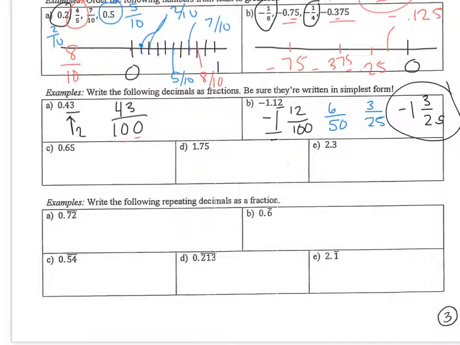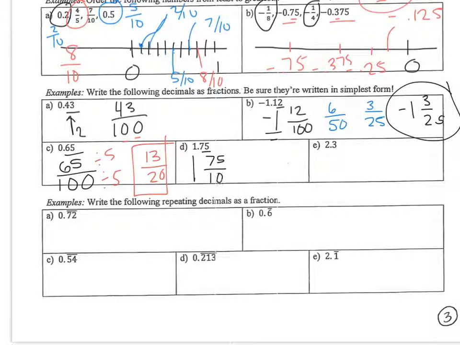And then letter C, 0.65 has 2 decimal places, so this has 2 zeros. And I'm going to divide the top by 5 and the bottom by 5 to get 13/20ths. And that's reduced all the way. D is 1, because there's a 1, and then this has 2 decimal places, so it's 75 hundredths. Well, 75 hundredths, you can divide the top by 25 and the bottom by 25. So it's 1, 75 divided by 25 is 3. 100 divided by 25 is 4.